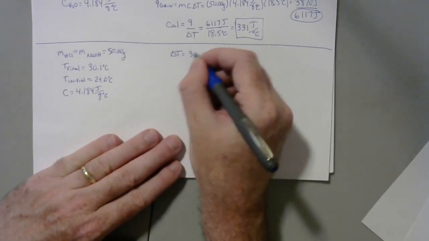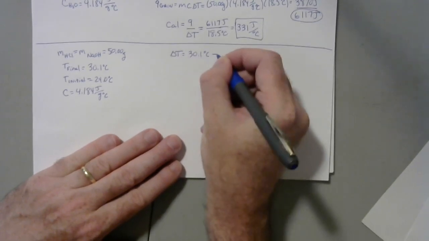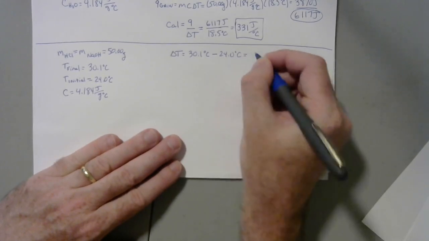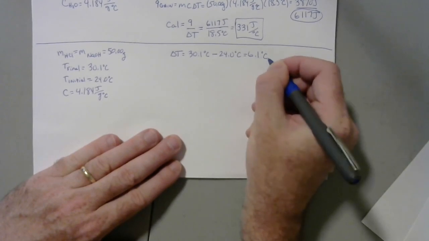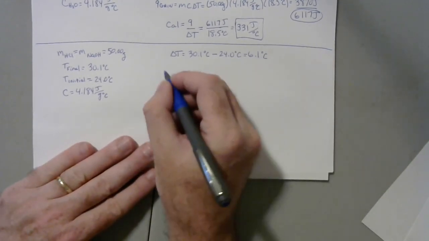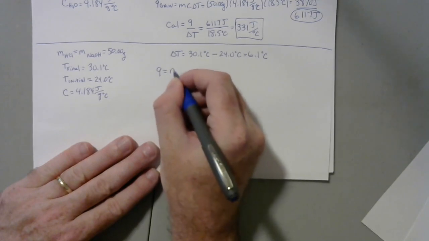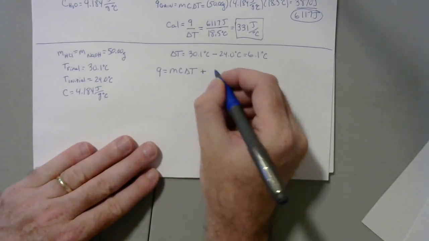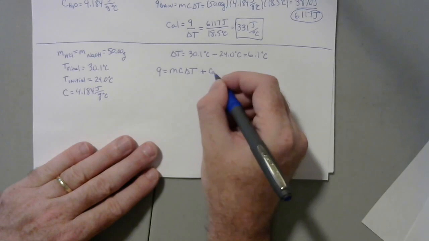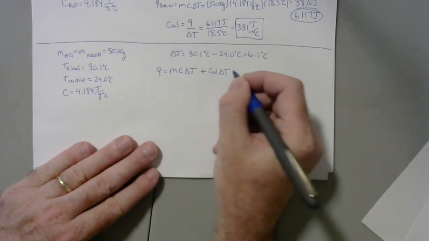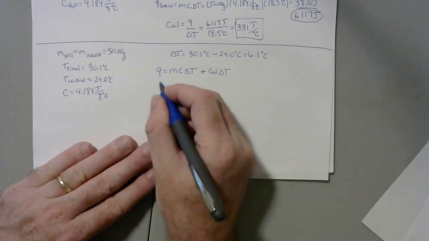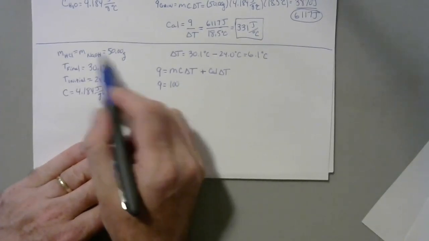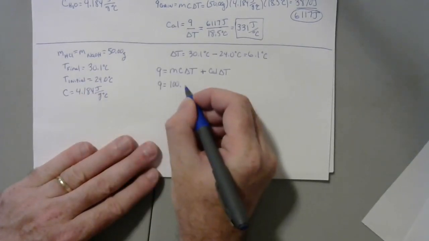So that's going to be 30.1 degrees Celsius minus 24.0 degrees Celsius, equaling 6.1 degrees Celsius. Now, our heat is going to be Q equals MC delta T plus the amount of heat our calorimeter is losing. That's going to be our calorimeter constant times delta T. So Q equals 100 grams of total solution. That's 50 for each, so a total of 100 grams of solution.